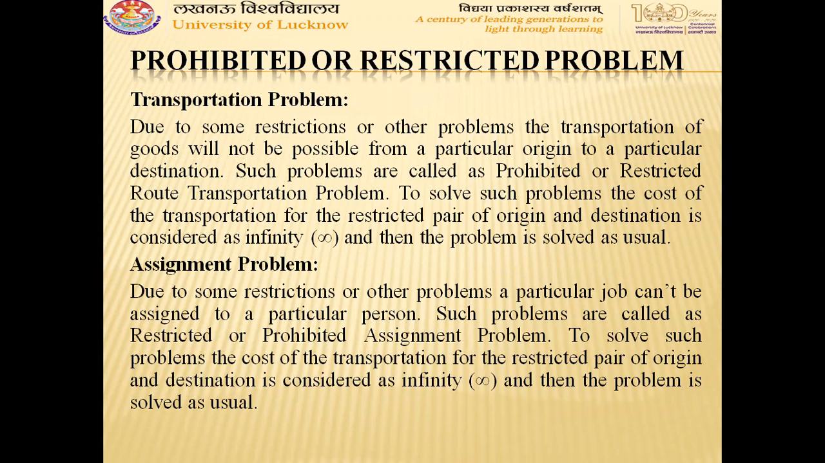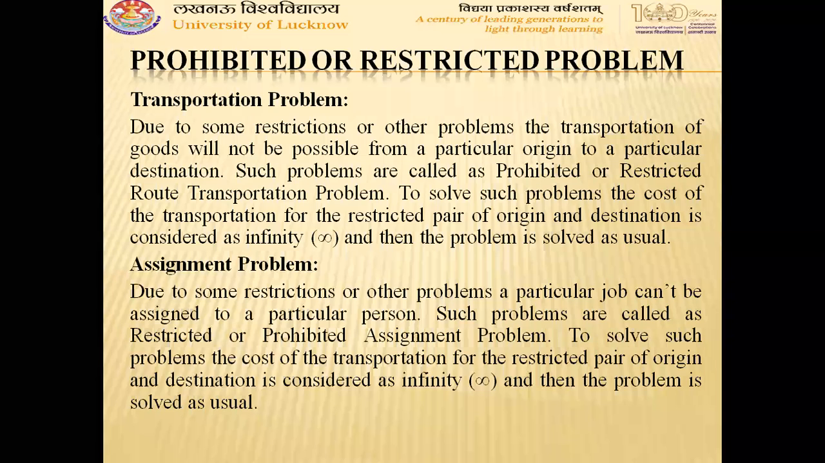So to solve such problems, we put infinity for the pair of origin and destination for which the restriction is given. That is, the cost of transportation for the restricted pair of origin and destination is taken as infinity. When we consider the cost as infinity, there will be no allocation.